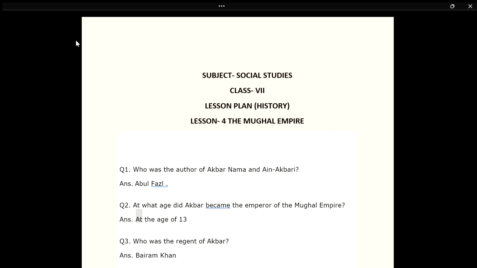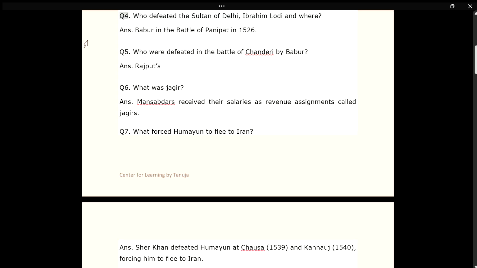Ans. At the age of 13. Q3. Who was the regent of Akbar? Ans. Bairam Khan. Q4. Who defeated the Sultan of Delhi, Ibrahim Lodi, and where? Ans. Babur in the Battle of Panipat in 1526. Q5. Who were defeated in the Battle of Chanderi by Babur?